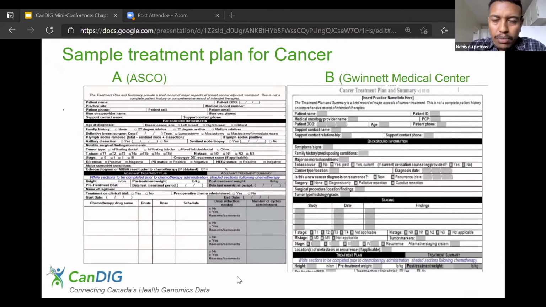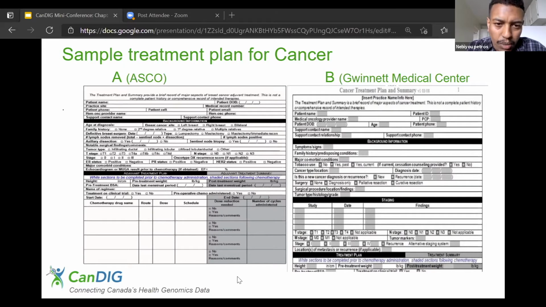Okay, so this is a sample treatment plan for cancer, and this is how data is usually captured at point of care in hospitals and specialty clinics. So Form A is recommended by the American Society of Clinical Oncologists, and Form B, as you can see, is used by the Gwinnett Medical Center in Georgia. I'd like to bring your attention to some of the data elements being collected here for the same type of cancer.